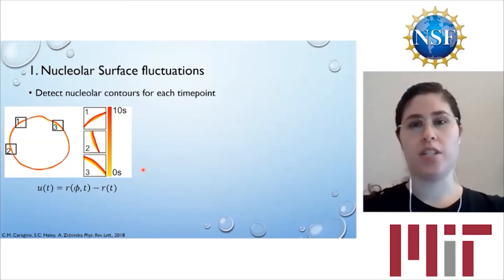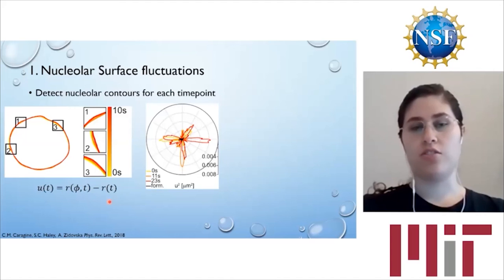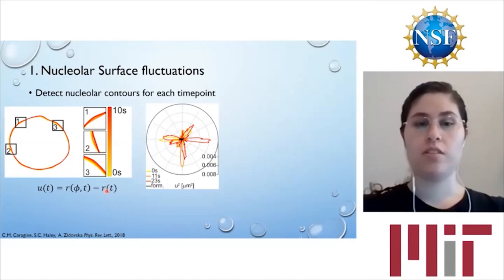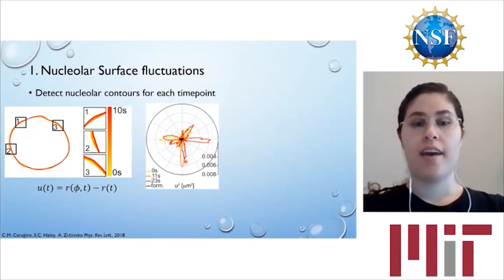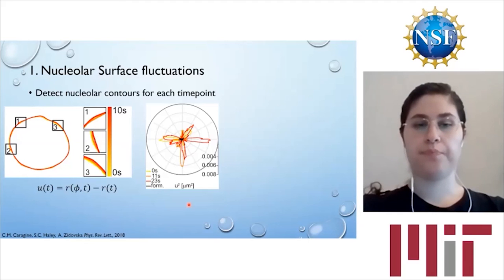And so we define this quantity U, which is the instantaneous contour minus the average contour over the entire frame of our movie. We then plot U squared as a function of polar angle. So we're now looking at all of the fluctuations along the nucleolus, and you can see that there are fluctuations at various points. This black curve here shows the fluctuations in a cell fixed with formaldehyde. So these fluctuations that we're measuring are above the noise floor, and the nucleolus is truly fluctuating.